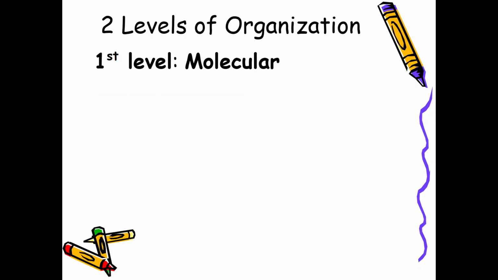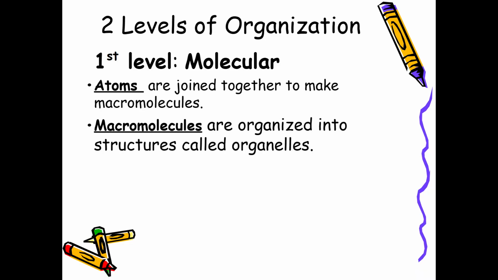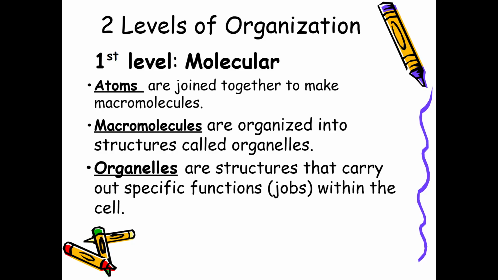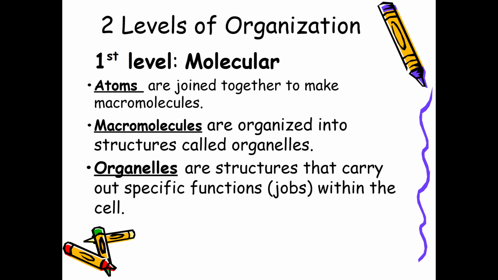All right, so when we talk about organization, we have our first level of organization, which is molecular. We, at the beginning of the semester, learned about atoms that are joined together to make macromolecules. And then our macromolecules get combined into different shapes to make organelles. And organelles are structures that carry out specific jobs within the cells. So what I want you to write down on this screen is organelles are structures that carry out specific jobs or functions within the cell. So you're going to be writing this whole section here, okay? Organelles are structures that carry out specific functions within the cell.